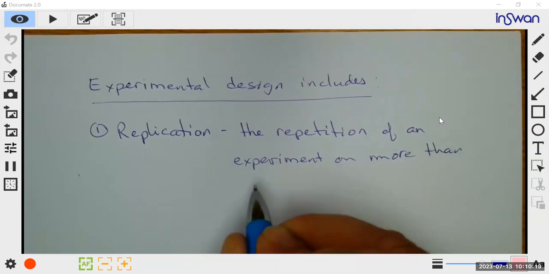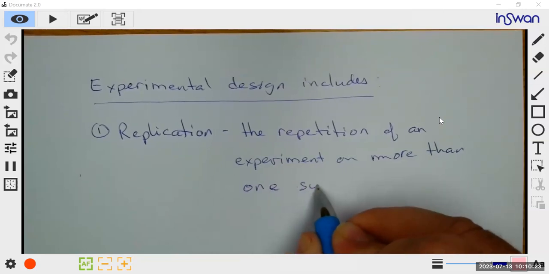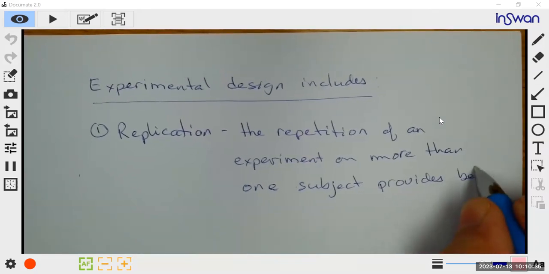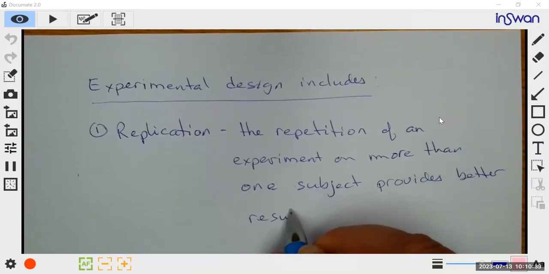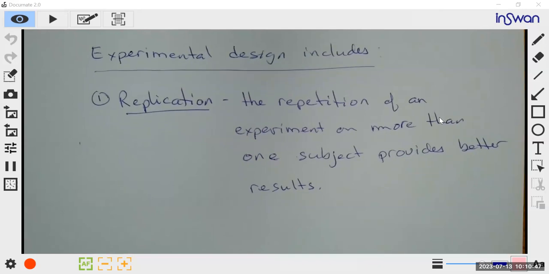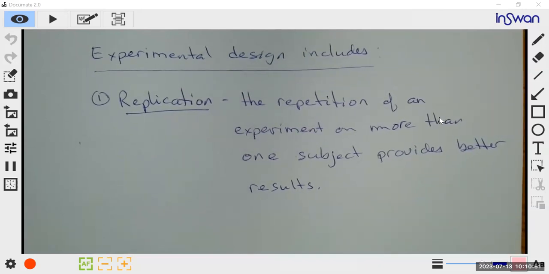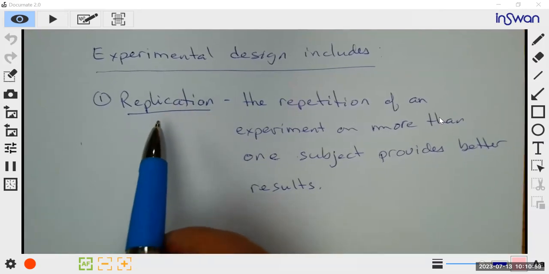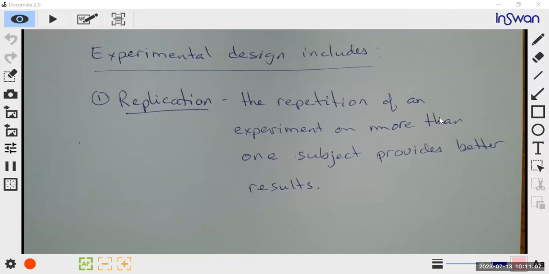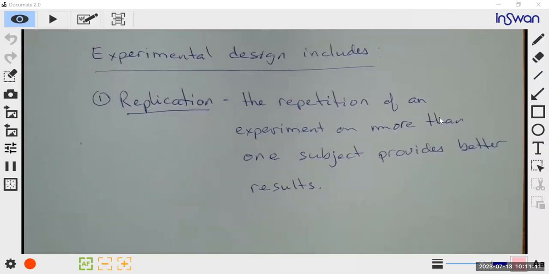on more than one subject provides better results. If you think about it, if I surveyed each one of you, in essence, what I'm doing is repeating the same experiment on each one separately. So if I have a group of people, it really boils down to each person doing their own experiment.